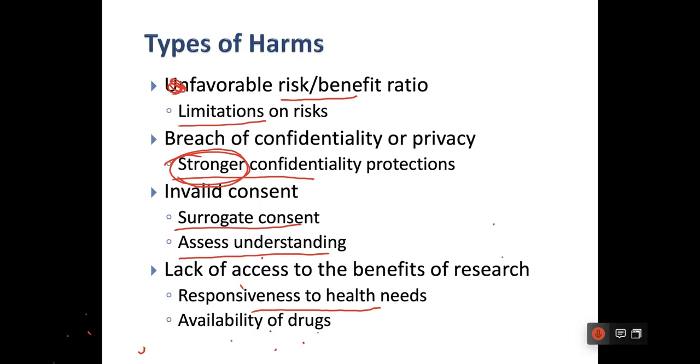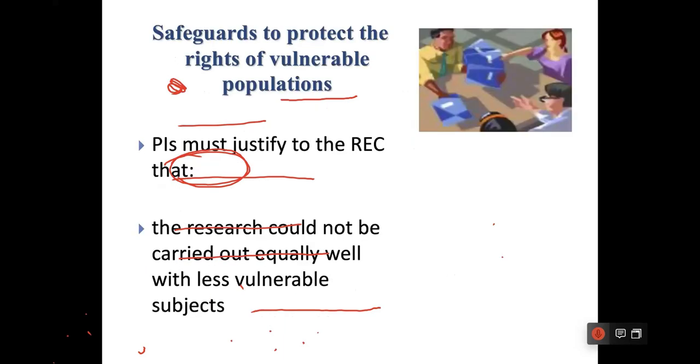Because let's say we have a drug for hypertension. Think about this. Do we need to enroll people in poverty, or could we enroll a less vulnerable group? So these are concepts of special protection. Again, the major special protections will be surrogate consent, limitation on risk. Maybe there should be consent monitoring. Make sure they understand what they're getting into.